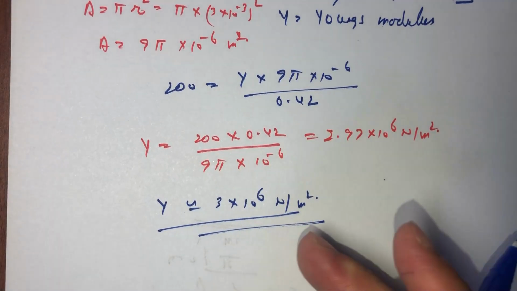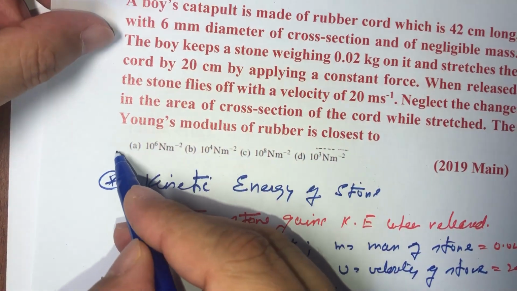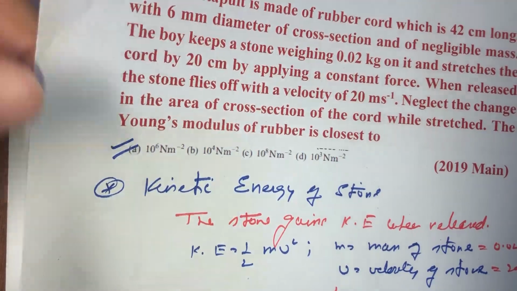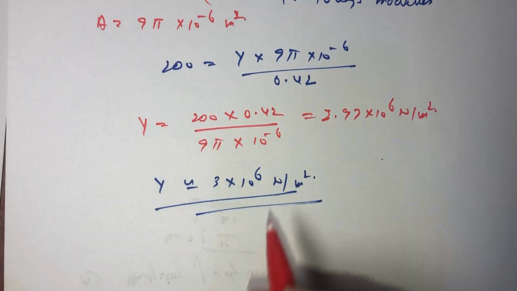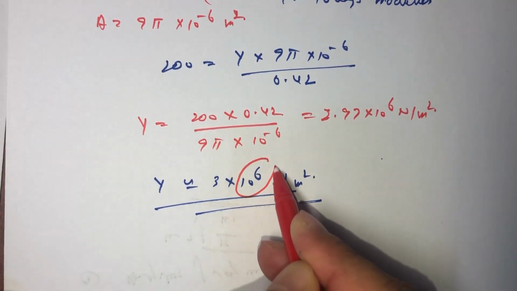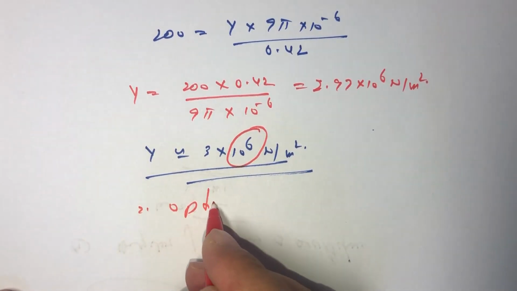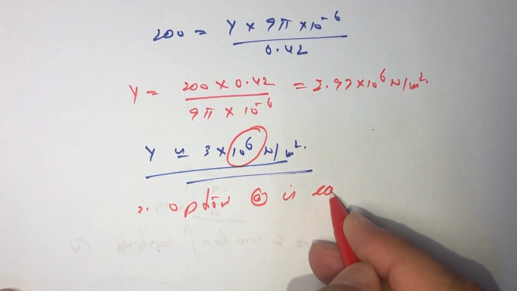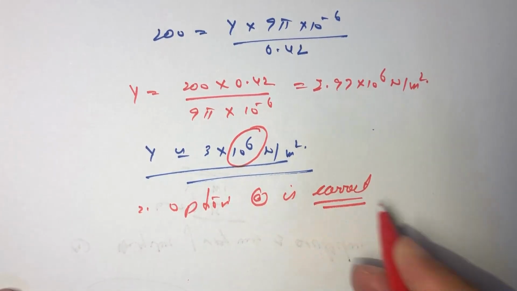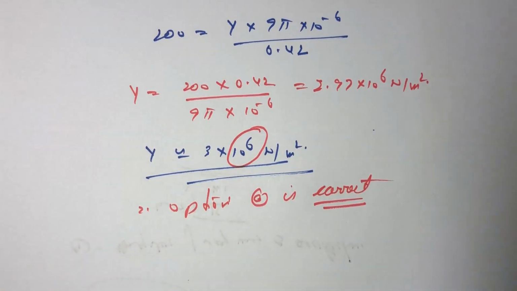Okay, and so we can say that option number A is the correct option. So this is the closest value. So therefore we can say that option A is correct. So this completes the question. Thank you.